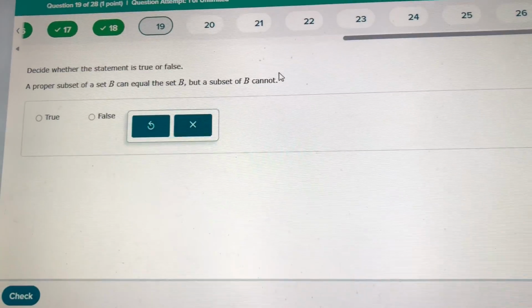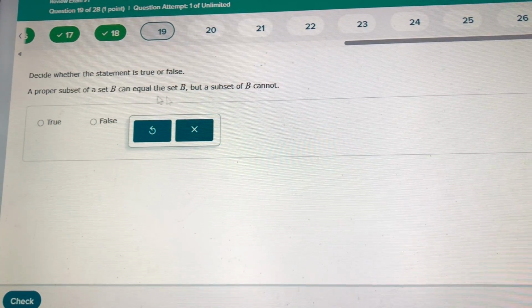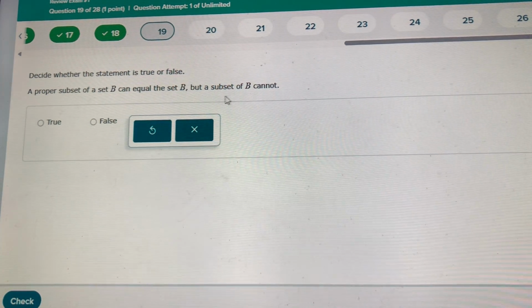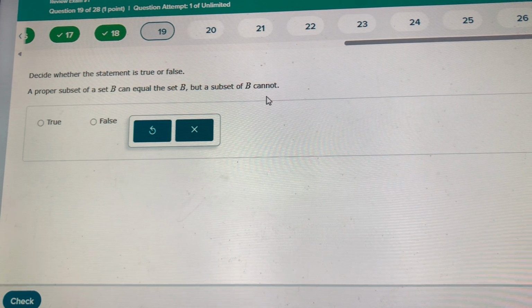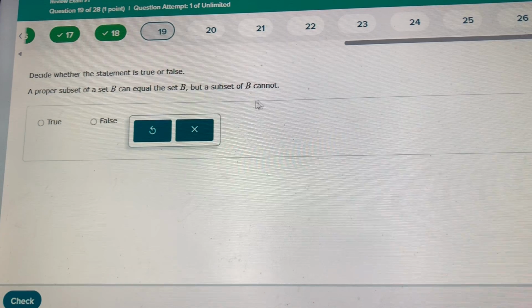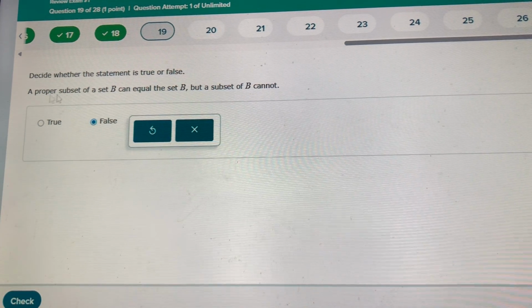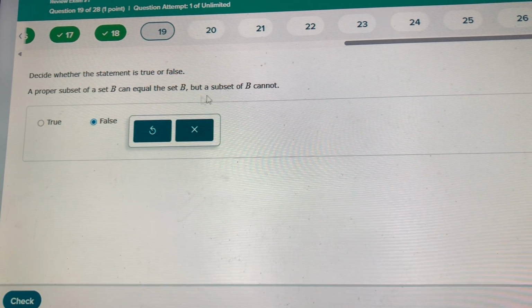Okay, true or false? A proper subset of a set B can equal the set B, but a subset cannot. See, this is backwards. That's exactly what proper subsets are all about. Proper subsets don't allow you to include the equal one. That's the only one you throw out compared to subsets. So they should flip-flop these two and put subset in the front and proper subset in the back.